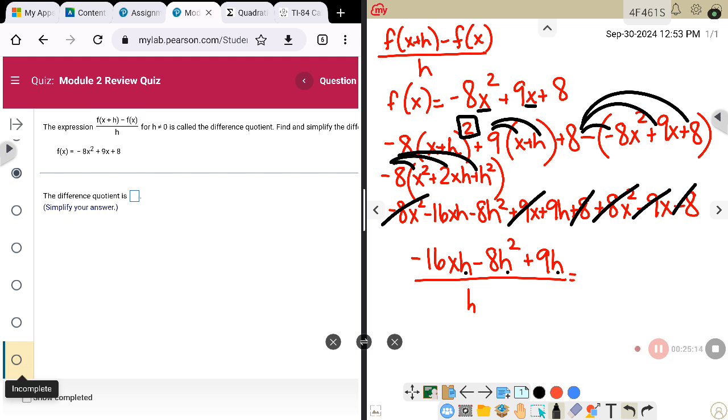So what you want to do is pull out that h and put in parentheses what is left. So if I take the h out of that first term, I have negative 16x. Minus, if I take an h out of this term, since it had an h squared, I still have minus 8h. Plus, if I take an h out of that last term, I'm just left with plus 9. Again, your denominator is the h, so now the h's cancel, and what you have left inside that parentheses is your final answer, negative 16x minus 8h plus 9.